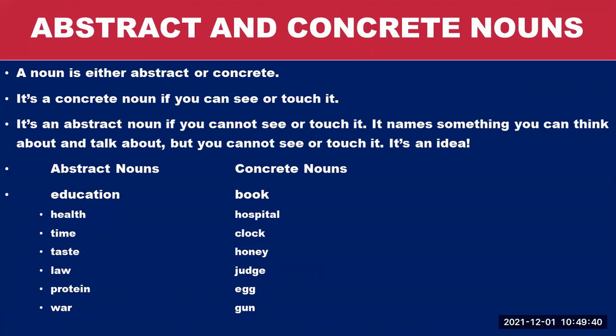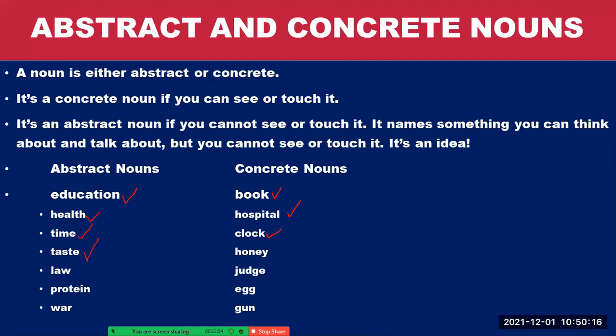Now let's compare abstract nouns with concrete nouns. Education is an abstract noun. A book is a concrete noun associated with education. Health is an abstract noun. Hospital is a concrete noun associated with health. Time is abstract, but a clock is a concrete noun because you can see a clock, you can buy it, you can see it, you can touch it.